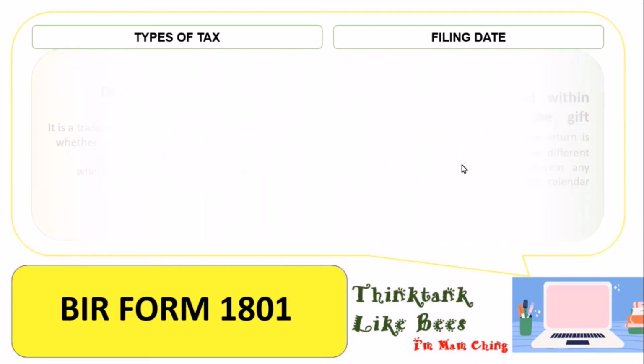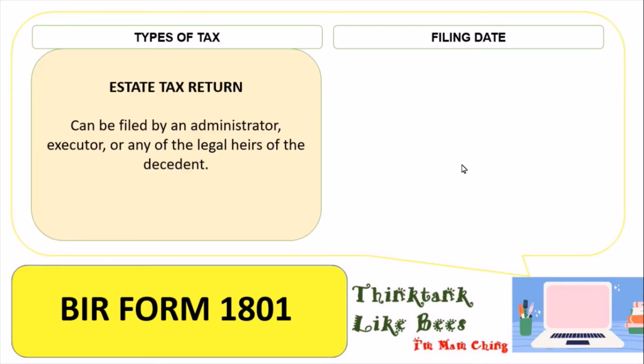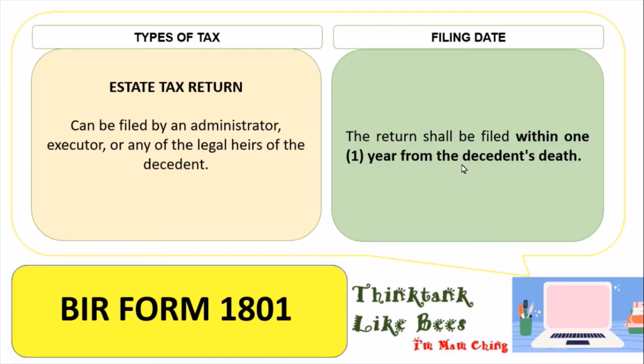So next form that we have is what we know as the BIR Form 1801 or the estate tax return. So this return can be filed by an administrator, executor, or any of the legal heirs of the decedent. The return shall be filed within 1 year from the decedent's death.